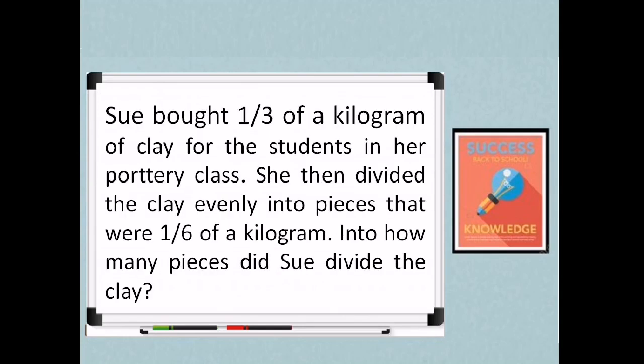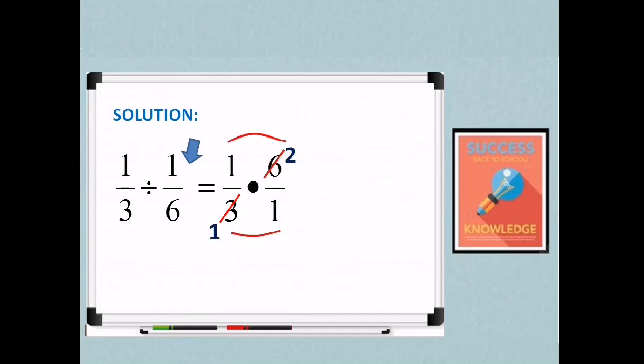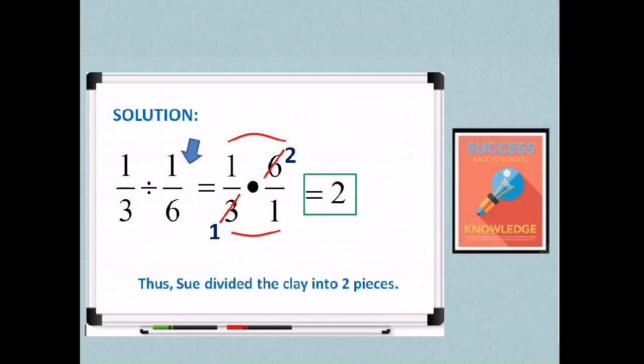So going back to our problem, we have our given 1/3 of a kilogram of clay and then 1/6 of a kilogram. So let us see how many pieces. So probably we will divide. So 1/3 divided by 1/6, we just get the reciprocal of 1/6, which is 6 over 1. And then we can make use of cancellation. So 6 and 3, the common factor is 3. 6 divided by 3 is 2. 3 divided by 3 is 1. And then multiply. So that is 2 over 1 or 2. So thus, we divided the clay into 2 pieces.